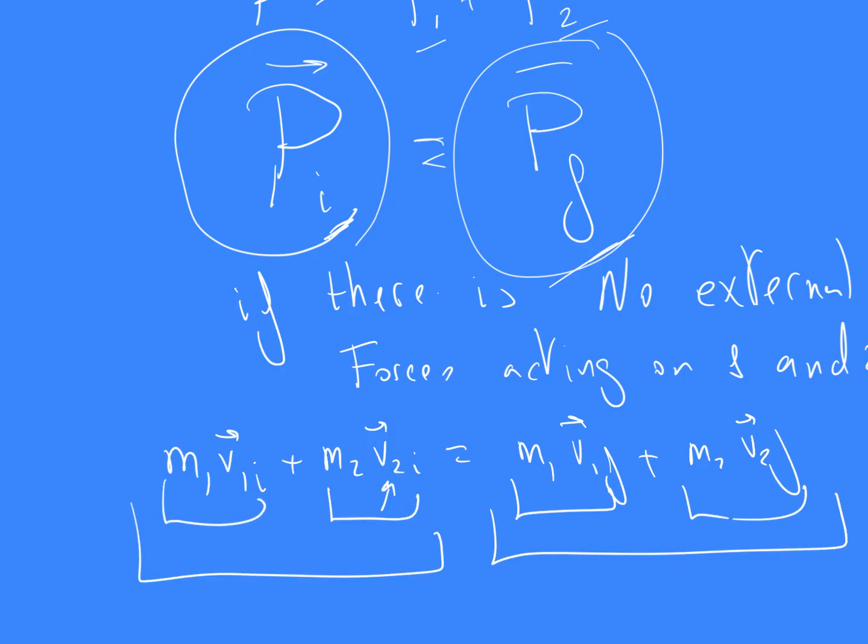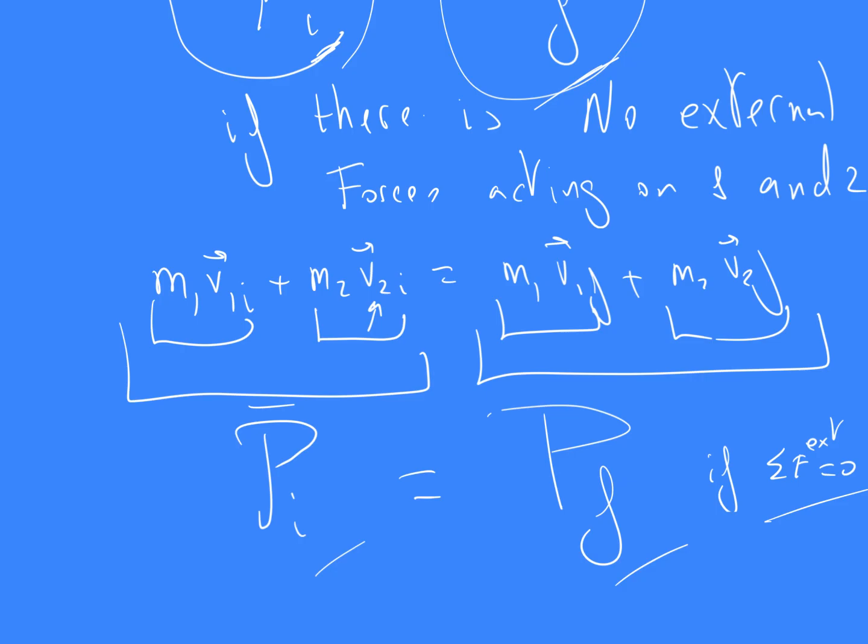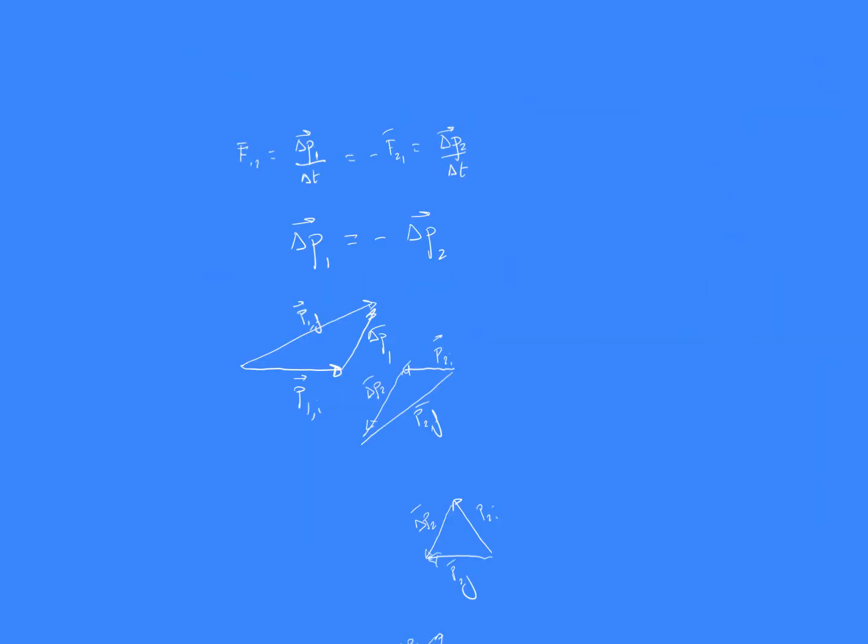So what it says, Pi equals Pf. Total momentum initial equals total momentum final if the sum of all the external forces is zero. Okay, this we will use later on in chapter 8, but you need to start visualizing this. I want you to visualize things in a different way.